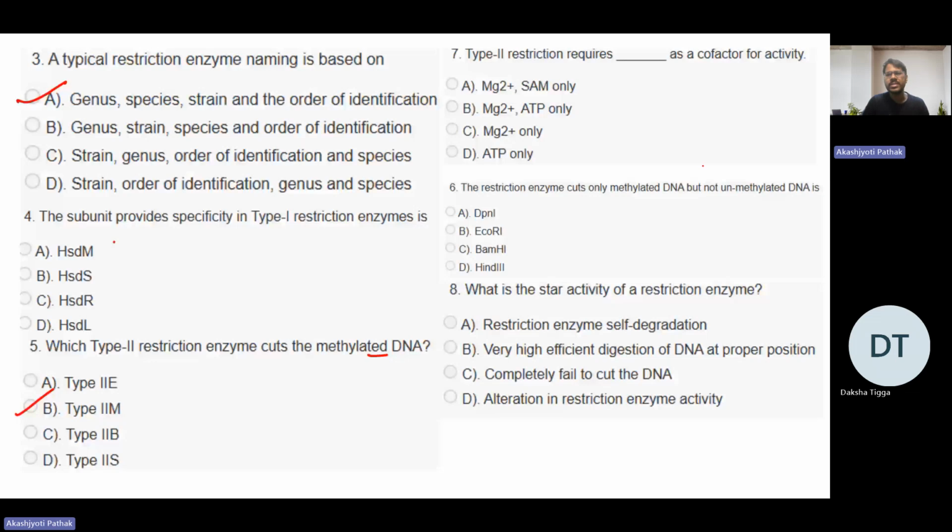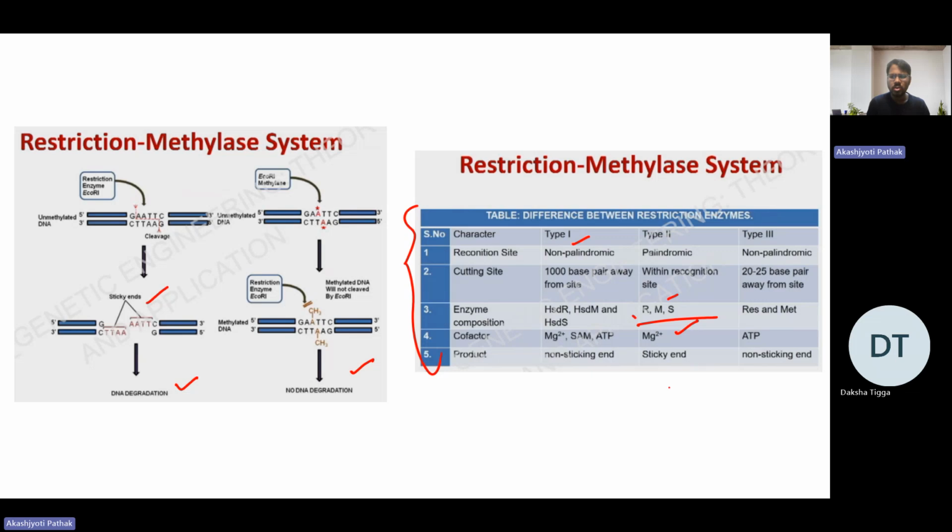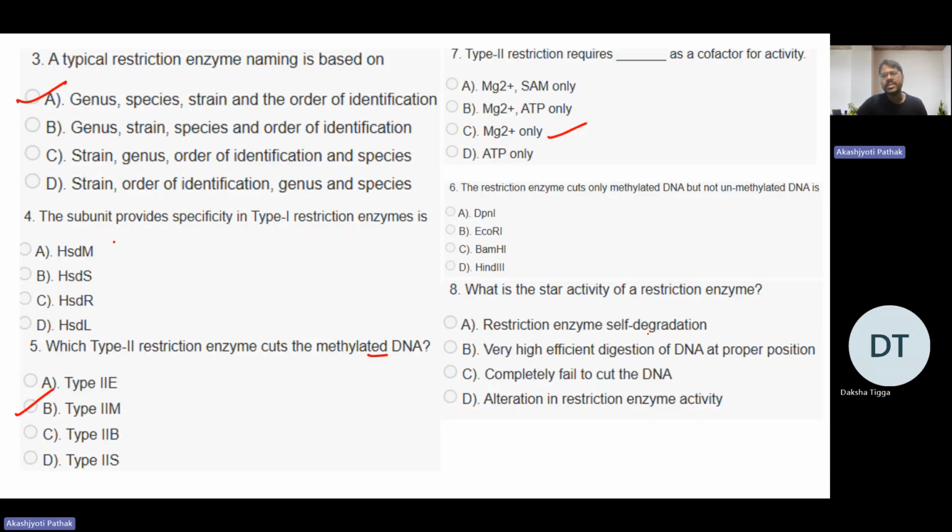Now the type 2 restriction enzyme requires dash as a cofactor. It requires only magnesium, isn't it? So you go through this table very well. Magnesium. Then the restriction enzyme cuts only methylated DNA, but not non-methylated DNA. The answer is DpnI. So this enzyme is very commonly used for site-directed mutagenesis.